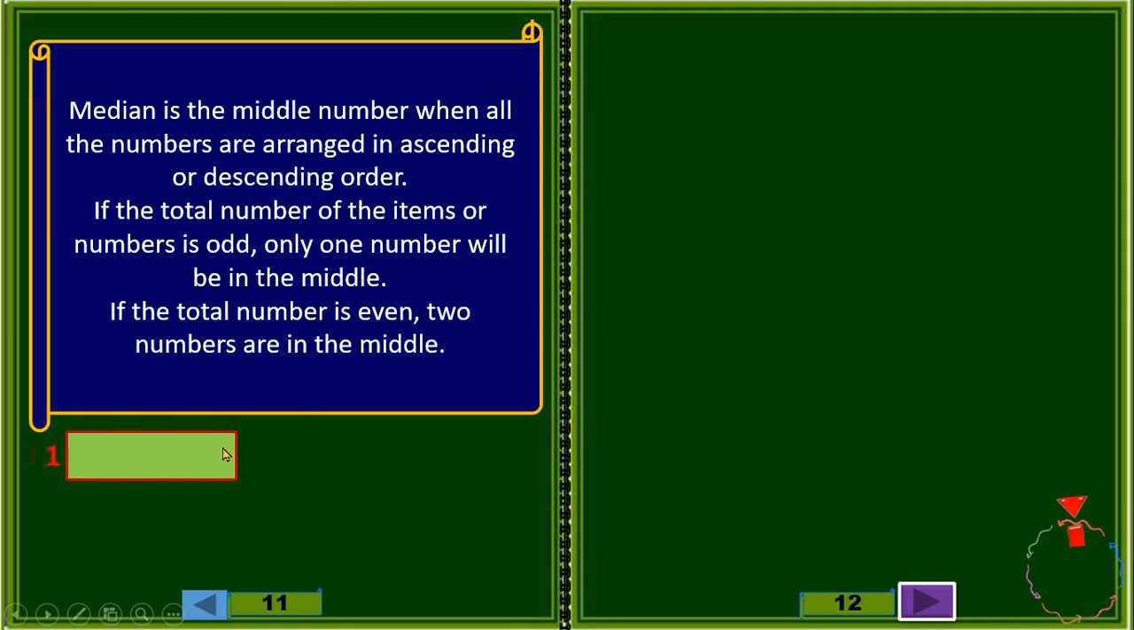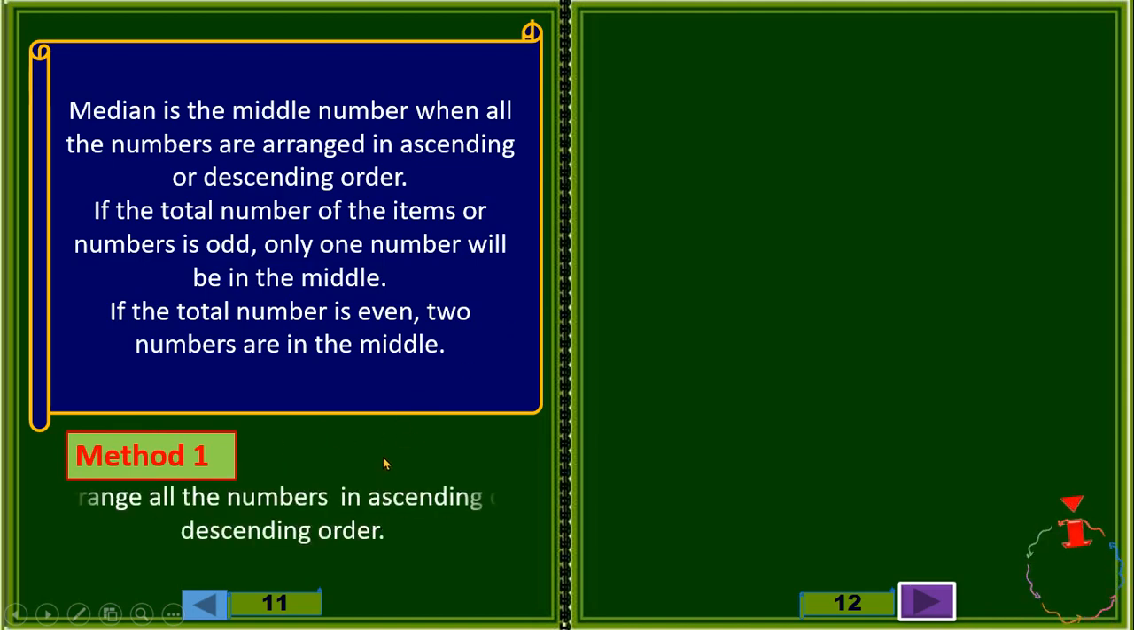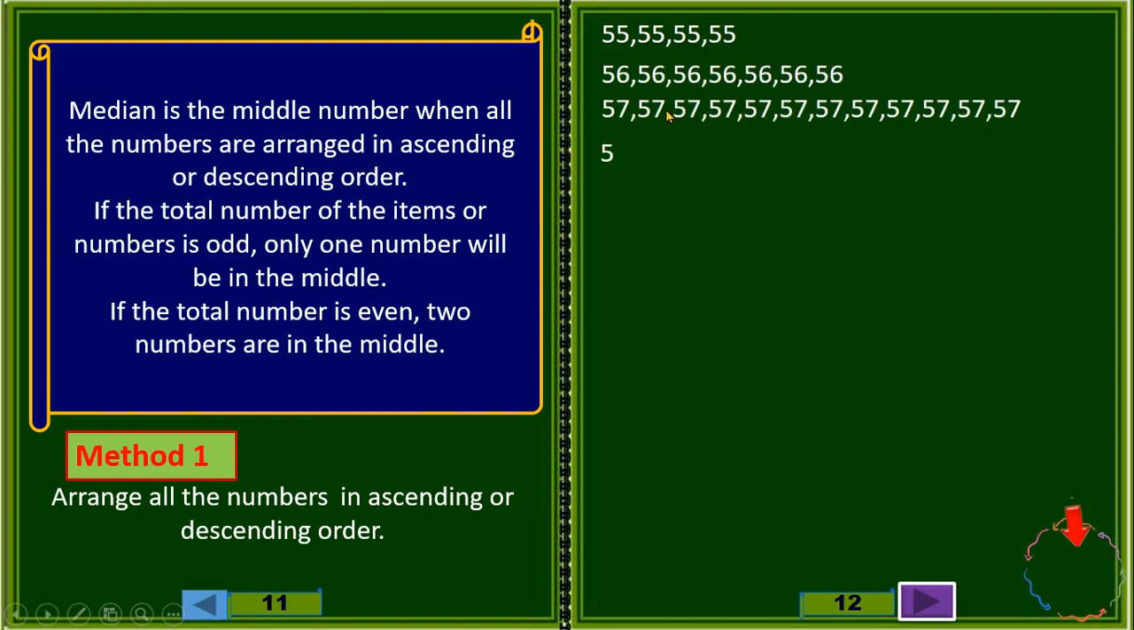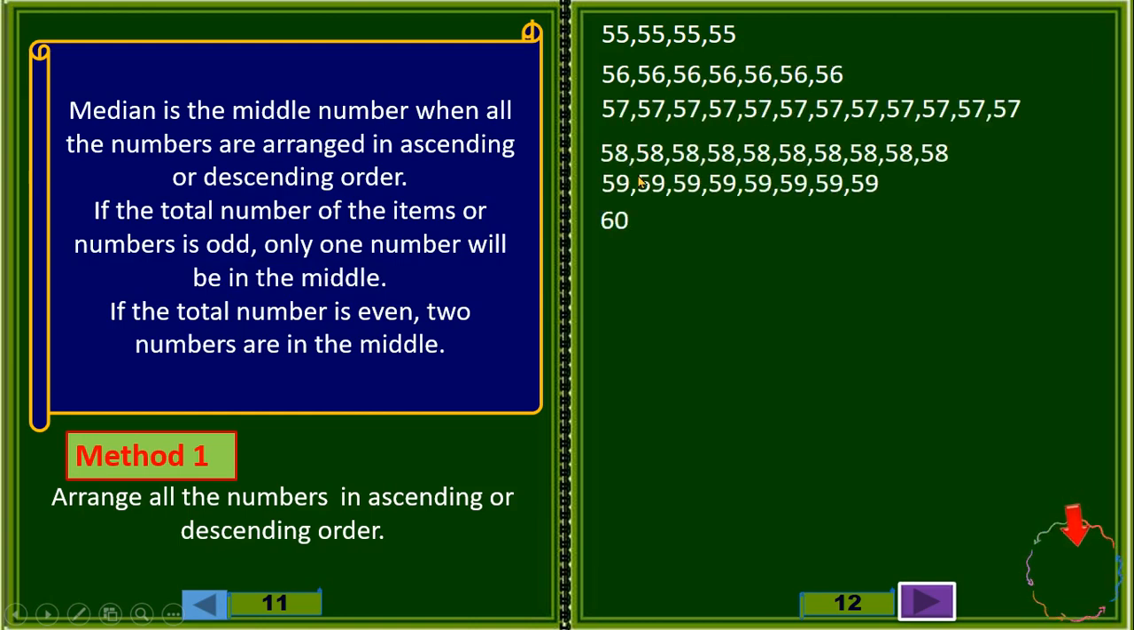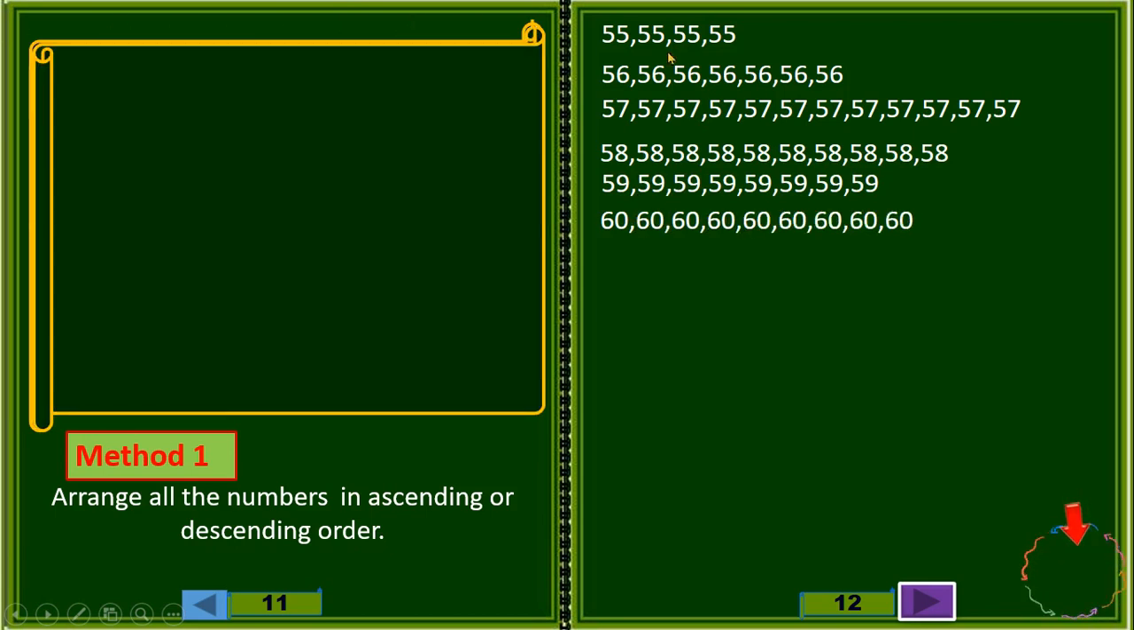Let's solve this question now. There are two ways we can do this. The first one, or method 1, is to list all these numbers in ascending order or descending order. Let's list them. For the number of students with each mass 55 kg, we have 4 of them. Then for 56, for 57, for 58, for 59, then for 60, we have all the numbers arranged in order.